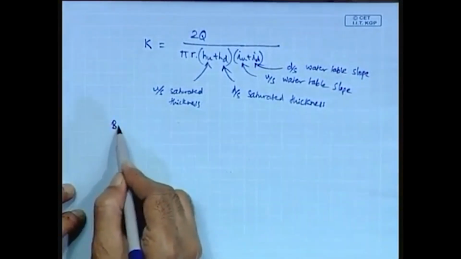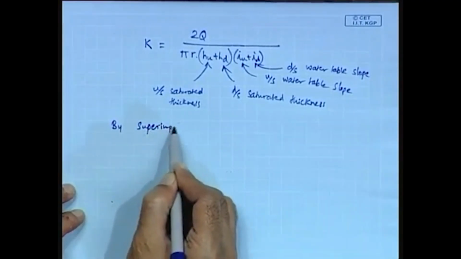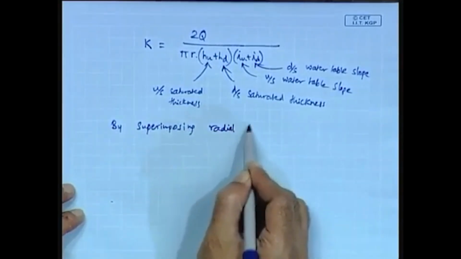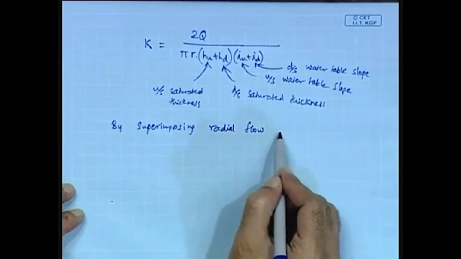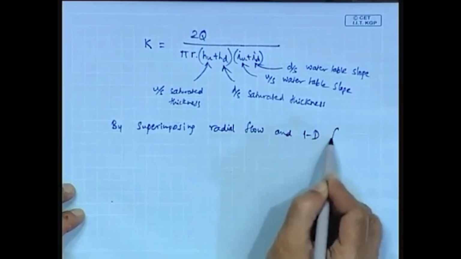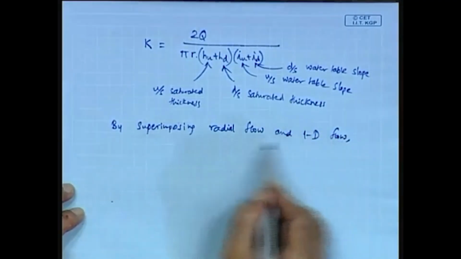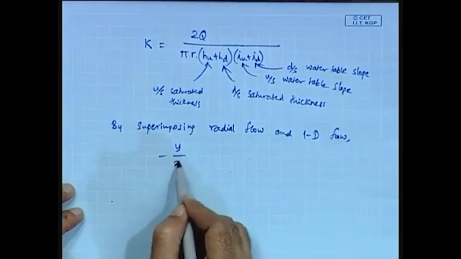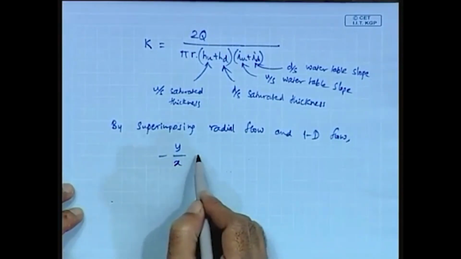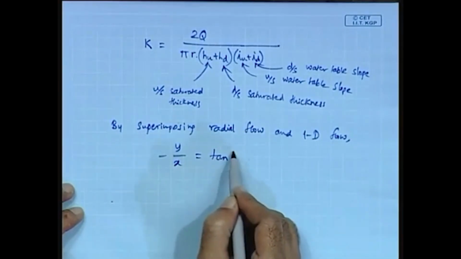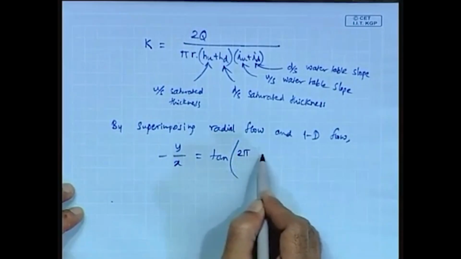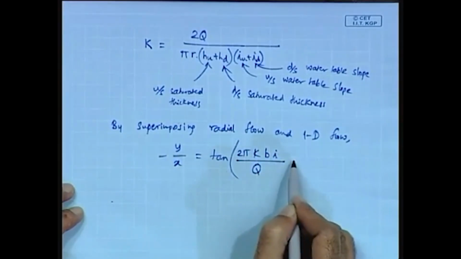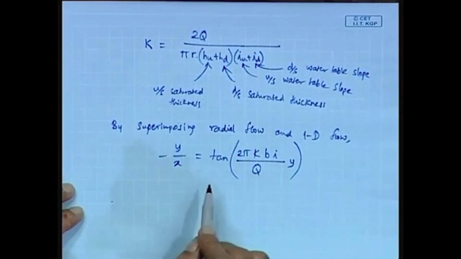So, by superimposing radial flow and 1D flow, we can write down the expression for the stagnation surface, that is minus y by x is equal to tan of (2 pi K B I divided by Q) into y. So, this is the expression.